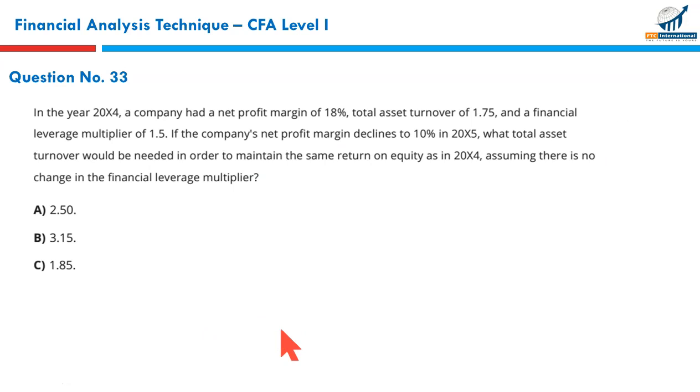Okay, the previous question was simple. What about this? It doesn't look to be a simple one. You need to read the whole of it. In the year 2004, a company had net profit margin of 18%, total assets turnover 1.7, financial leverage multiplier 1.5, also called the equity multiplier or the leverage ratio. If the company's net profit margin declines to 10% in 2005, what total assets turnover would be needed in order to maintain the same return on equity as in 2004?